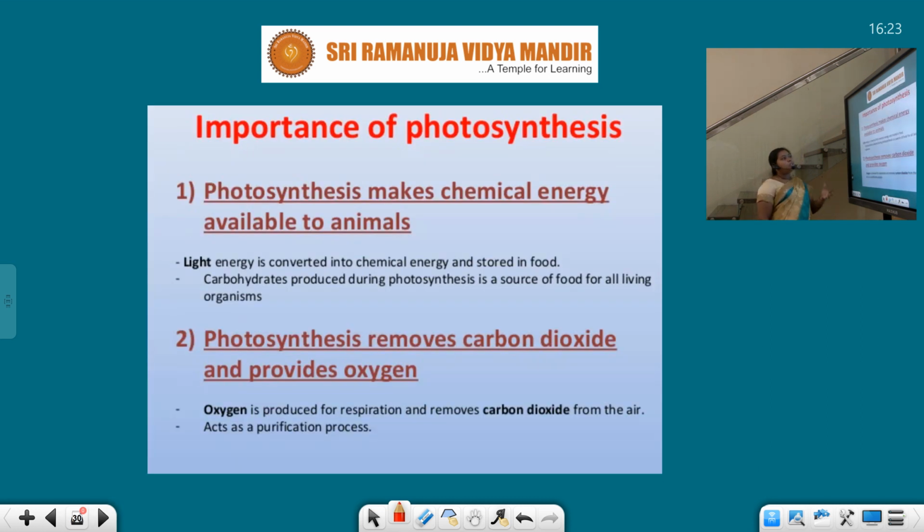Next, importance of photosynthesis. There are two points actually. Photosynthesis makes chemical energy available to the plant. The reason is that animals do not have the ability to synthesize food themselves. The next point is that photosynthesis removes carbon dioxide and provides oxygen. Very important thing. We all, like animals, require oxygen. That oxygen is supplied by the process of photosynthesis. Right?